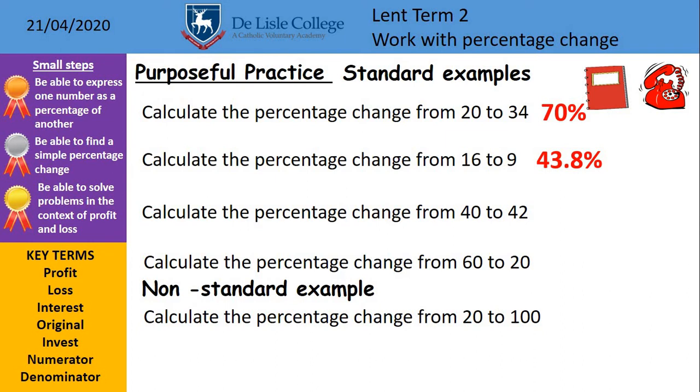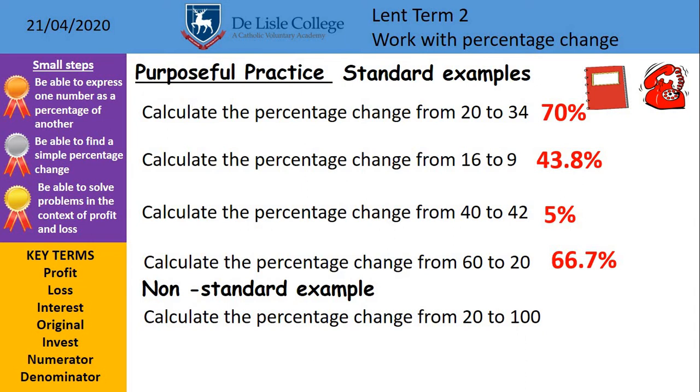Calculate the percentage change from 40 to 42. So this would be 2 over 40. Multiplied by 100 gives you 5%. Calculate the percentage change from 60 to 20. So 60 subtract 20 is 40. 40 over 60 multiplied by 100. Well, this is 2/3, which is 66.6 recurring, or to one decimal place, 66.7.